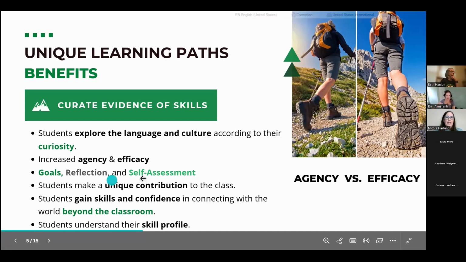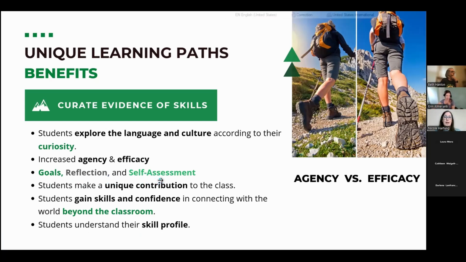Again, I mentioned goals and reflection. This allows for time for self-assessment, and this lends itself to one-on-one check-ins with the teacher. And I will explain how we make time for those one-on-one check-ins very shortly. With unique learning paths, students make a unique contribution to the class.